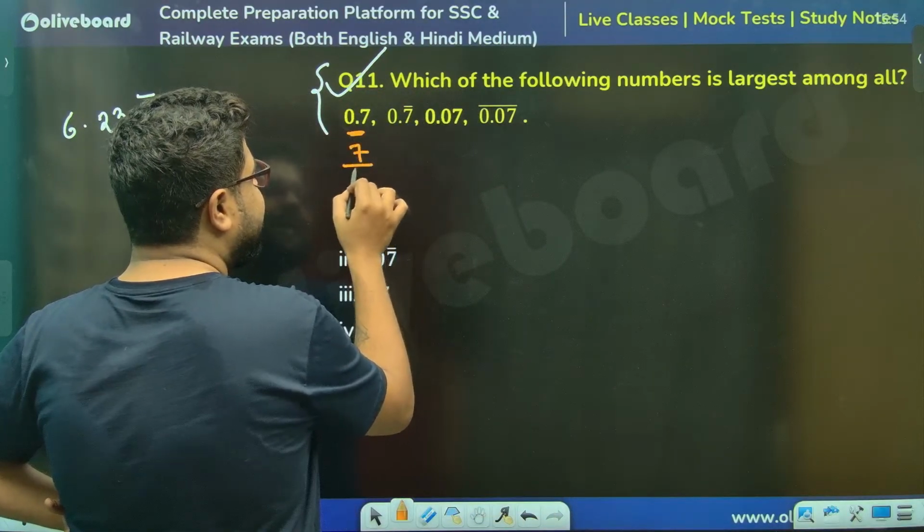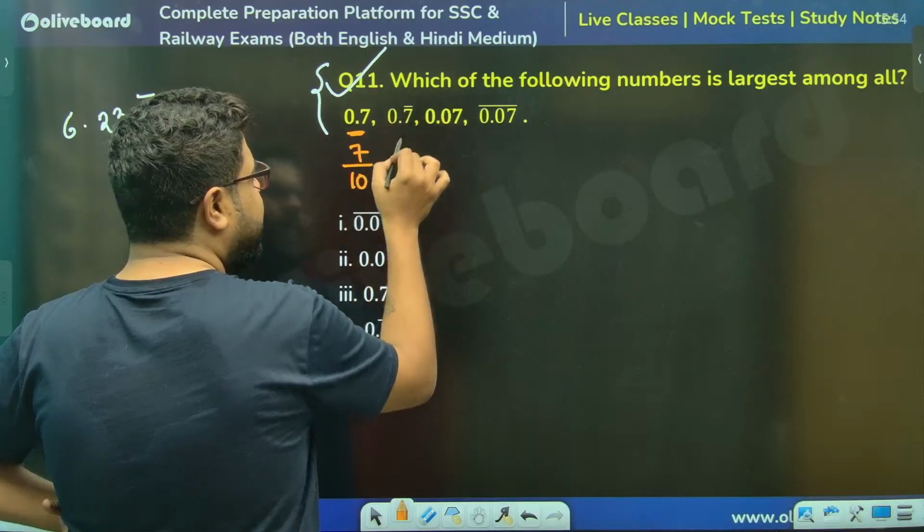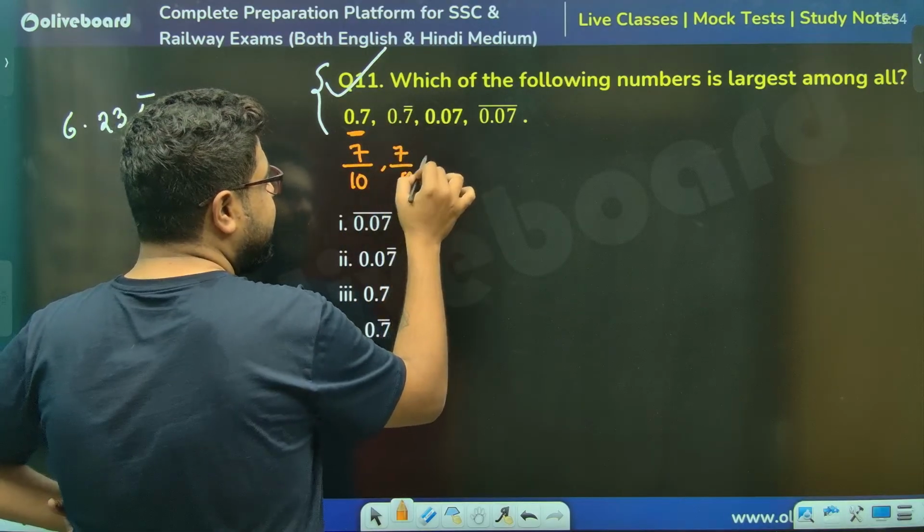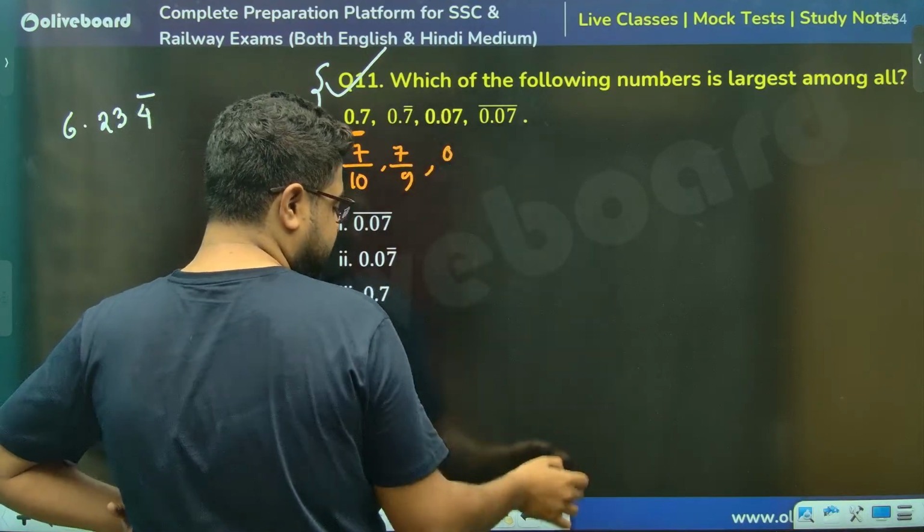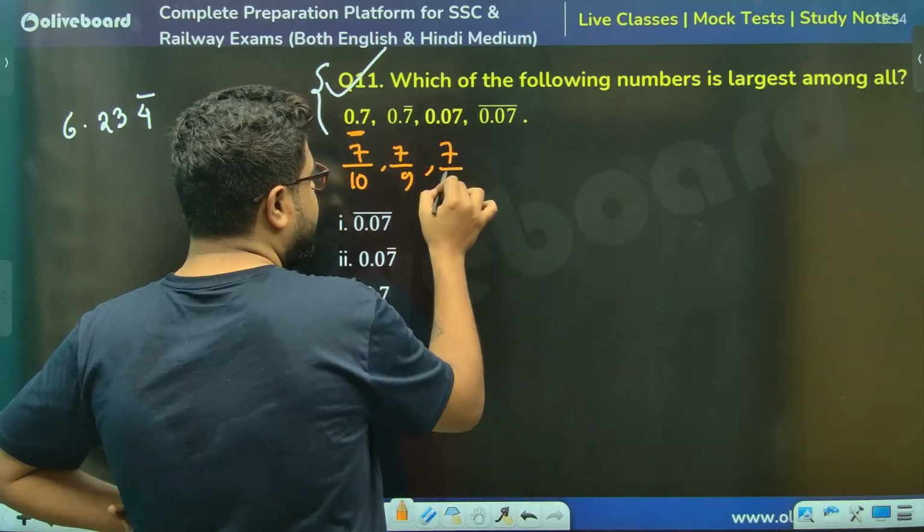This is 7 by 10. Write it like this. Point bar, sir. That means 7 by 9. This is 0.07, meaning sir, 7 by 100.